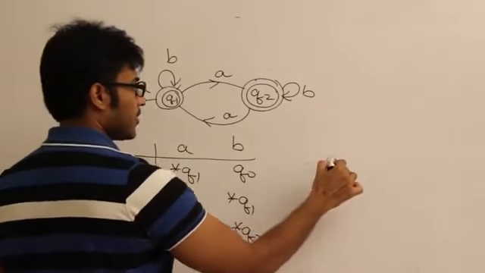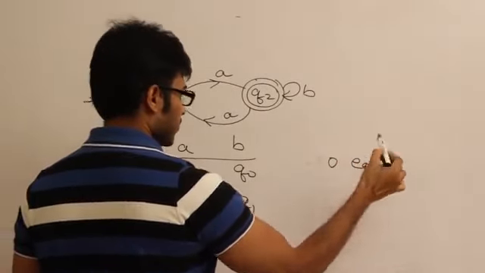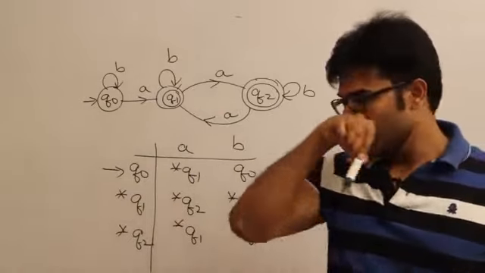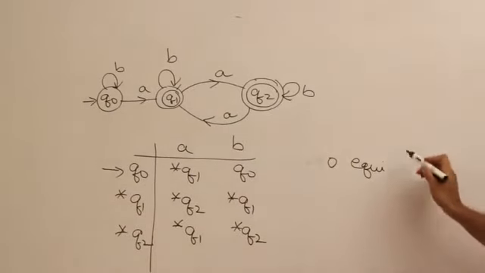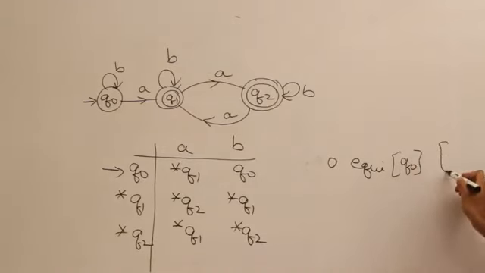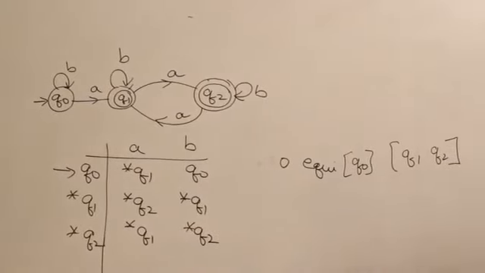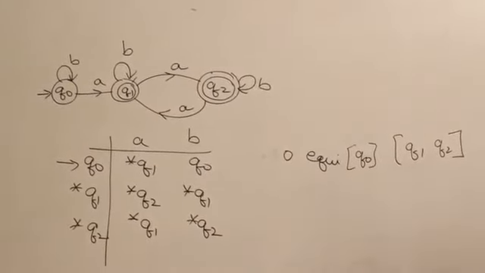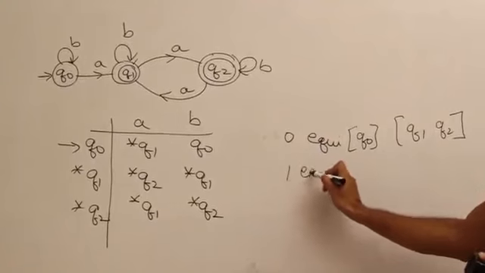What is the first one? You have to write zero equivalence. So what is zero equivalence here? In this case, zero equivalence is nothing but the set of final states and non-final states. Non-final state is Q0 and final states are Q1 and Q2. It is important: all the final states will be in one group and all the non-final states will be in the other group.